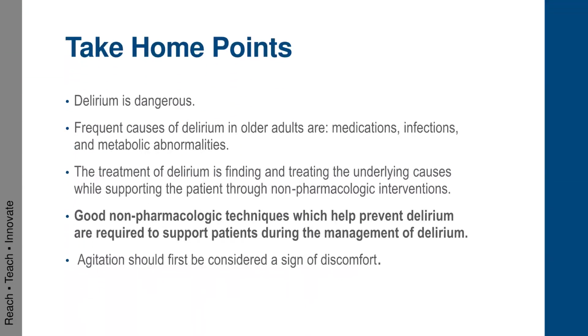So take-home points: delirium is dangerous. Frequent causes of delirium in older adults are medication, infections, and metabolic abnormalities. The treatment of delirium is finding and treating the underlying causes while supporting the patient through non-pharmacologic interventions. Good non-pharmacologic techniques which help prevent delirium are required to support patients during the management of delirium as well. And agitation should be considered as a sign of discomfort, and look for sources of discomfort in patients that seem agitated and distressed when they are delirious.